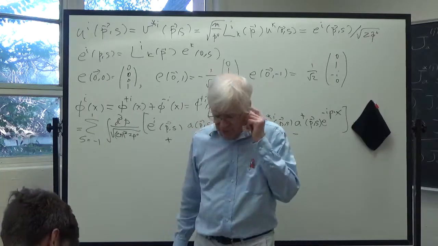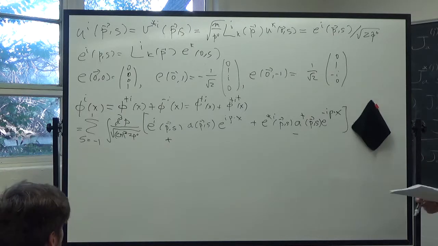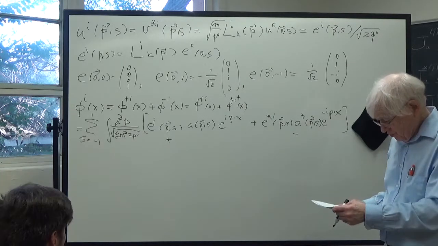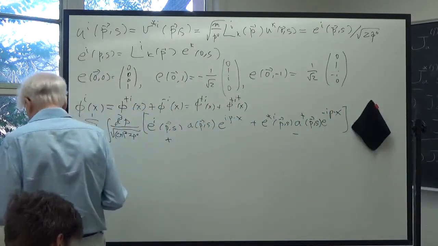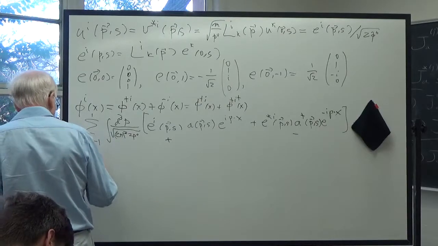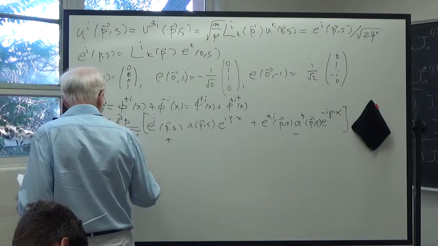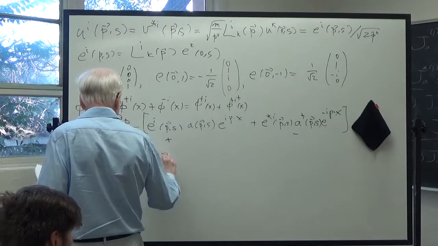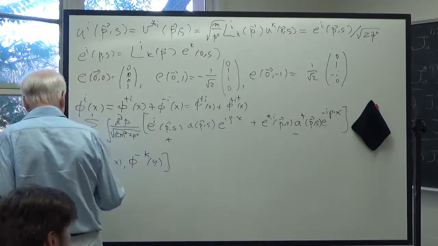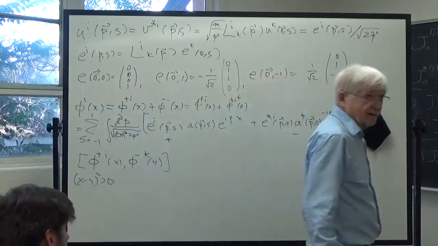And you remember, we want things to commute at space-like separations, so we have to worry about that. So what is the commutator of phi plus l at x with phi minus k, say, at y? And we're always here concerned with x minus y being space-like.